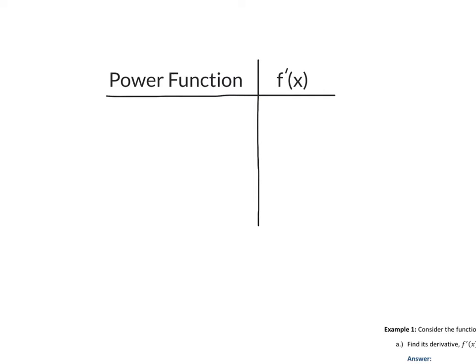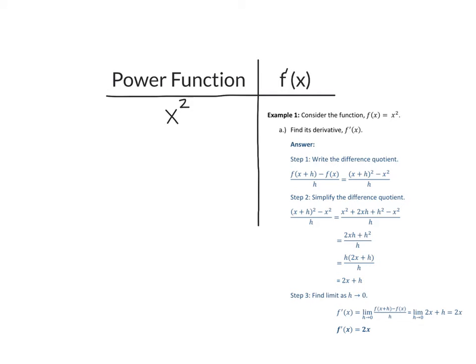Previously, we learned how to find the derivative of a function by using the limit definition of the derivative. So I want to begin by taking a review of some of the functions that we have found the derivatives for. And specifically, I want to look at power functions. So let's begin by looking at the power function x squared. Now previously in our notes, we found the derivative of this power function x squared. So let's review what that derivative looks like.